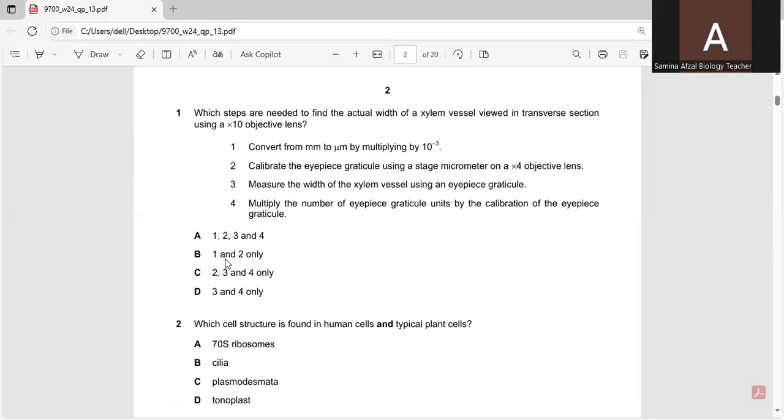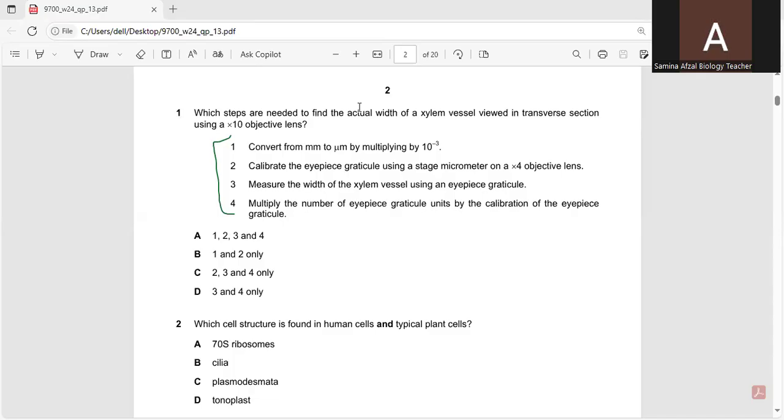Question number 1 is: which steps are needed to find the actual width of a xylem vessel viewed in transverse section using a power 10 objective lens. So here you can see they have given us these 4 statements, and we have to find out which statements are correct, and then according to the correct statements we will choose the correct option A, B, C or D.